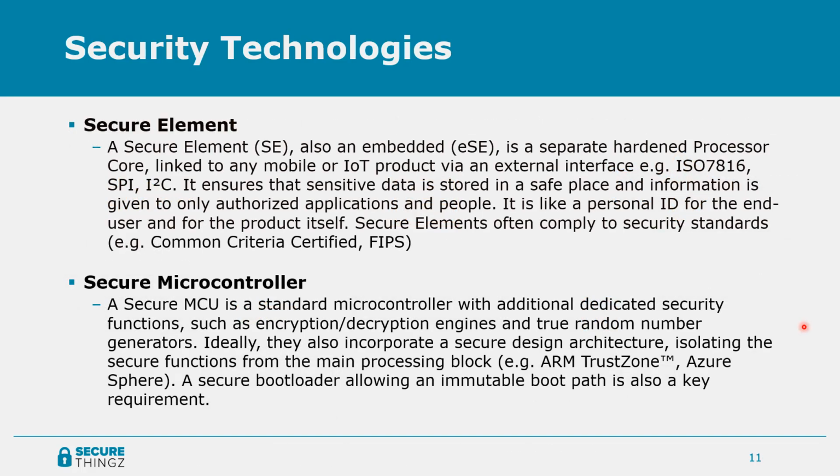So let's look at some of the technologies that are available. In this webinar, we're just going to cover the two main ones, that is a secure element and a secure microcontroller. Now, a secure element, which is also often called an embedded SE, is a separate hardened processor core. It's linked to any mobile or IoT product via some sort of external interface, usually an SPI or I2C. It ensures that sensitive data is stored in a safe place and information is given to only authorized applications and people, usually to the connected microcontroller that's connected to the secure element.